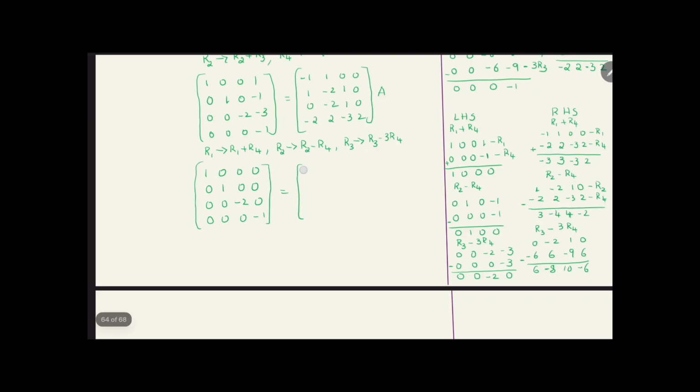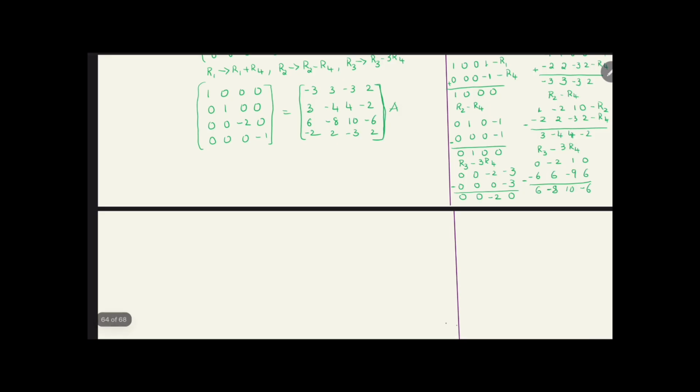Okay, now it is equal to what we have got here. The first row, minus 3, 3, minus 3, 2. It is 3, minus 4, 4, and minus 2. And R3, what we have got, it is 6, minus 8, 10, minus 6. Okay, and the last one is minus 2, 2, minus 3, and 2, into A. Okay. Is that clear, students, until now?